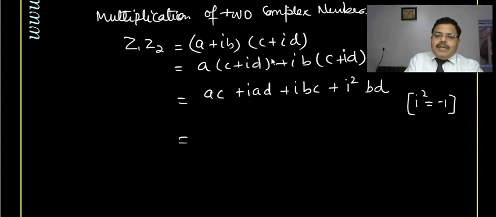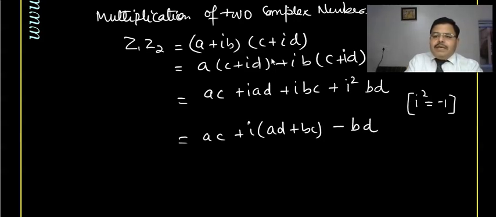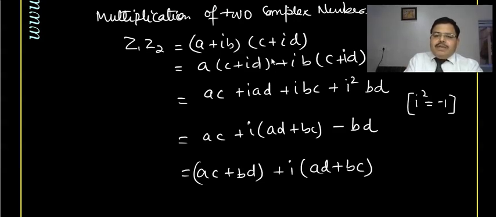So we can write it as iota, in these two there is an iota common, iota times ad plus bc, and then ac minus bd. That is the real part, ac minus bd. And the imaginary part is ad plus bc. So this is the imaginary part. So z1 z2 is this.